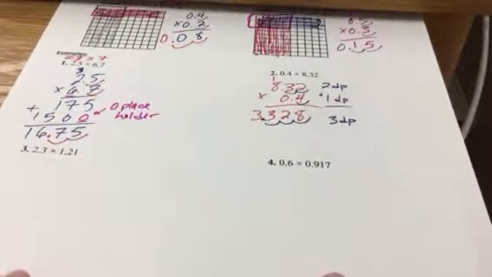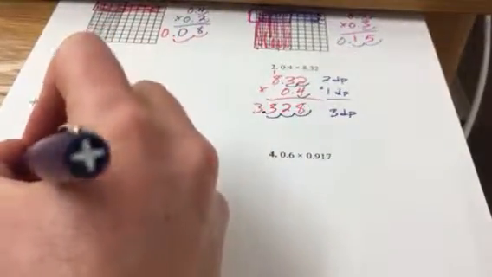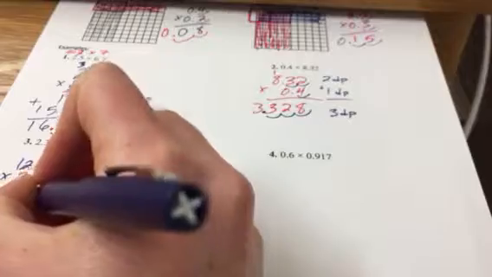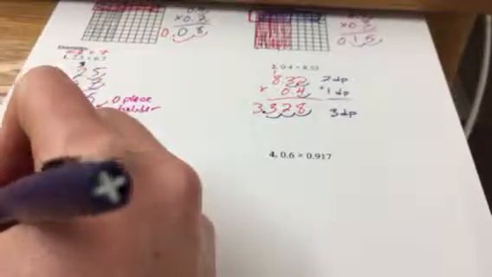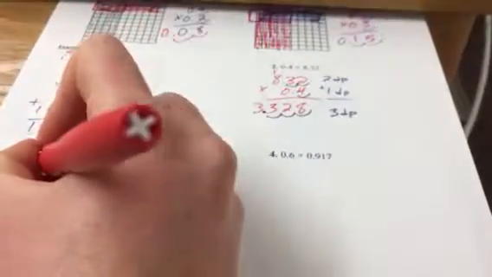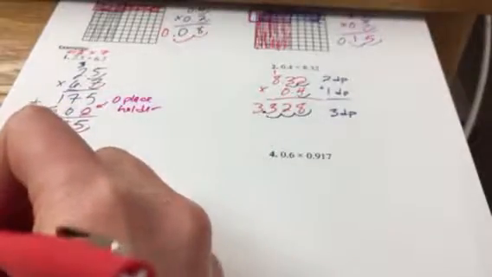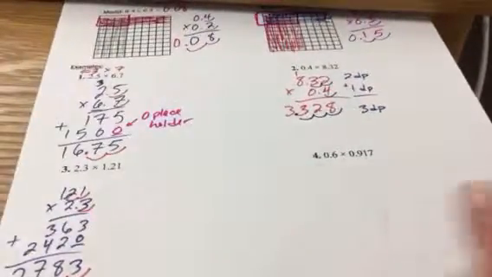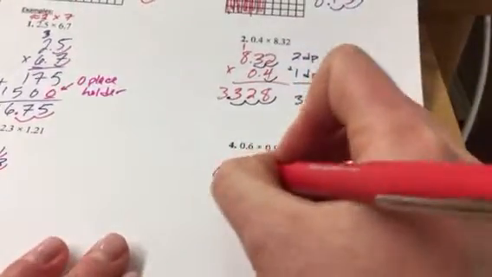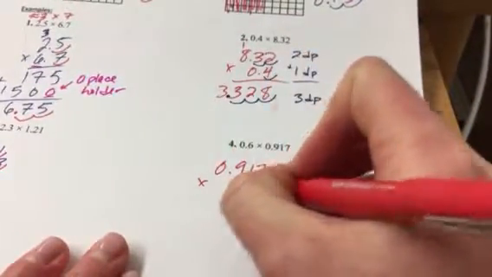DP is decimal places. Let's go ahead and do 1 and 21 hundredths times 2 and 3 tenths. 3, 6, 3, 0 placeholder. 2, 4, 2. I'm going to add these together. 3, 8, 7, 2. And I'm going to add up my total place values. 1, 2, 3, 1, 2, 3. 2 and 783 thousandths. And our last example together, 0 and 917 thousandths times 6 tenths.